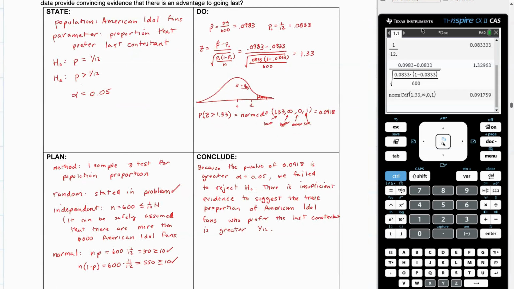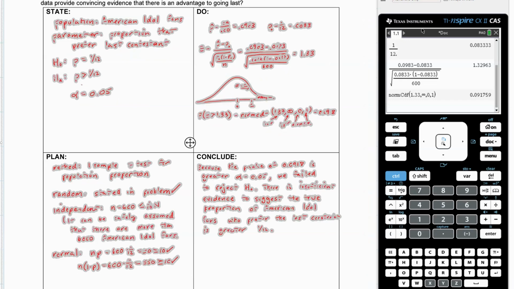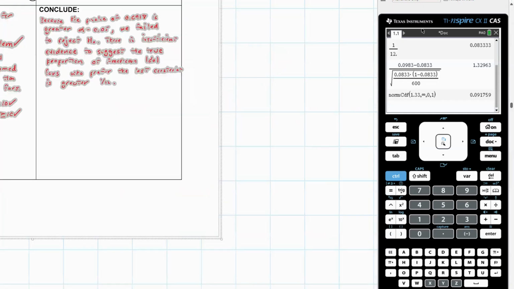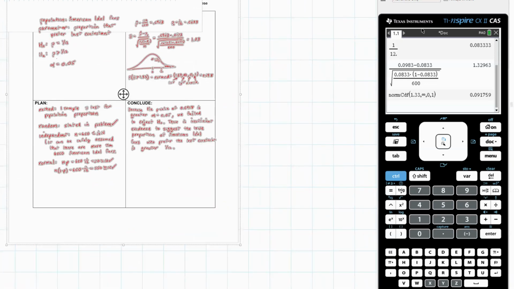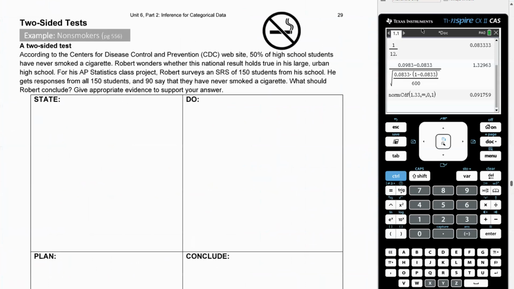Now this is a one-sided test. We call this an upper tail test. We're going to do another one, but this one's going to be a two-tailed test. Let's take a look at this one.